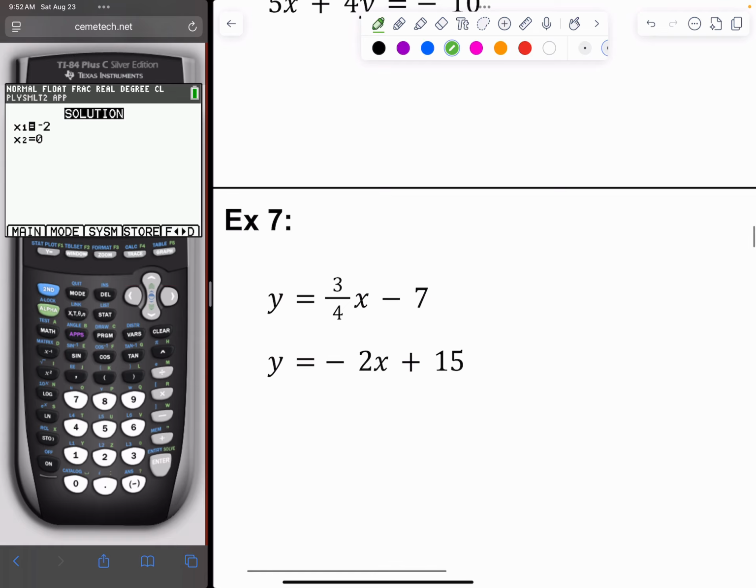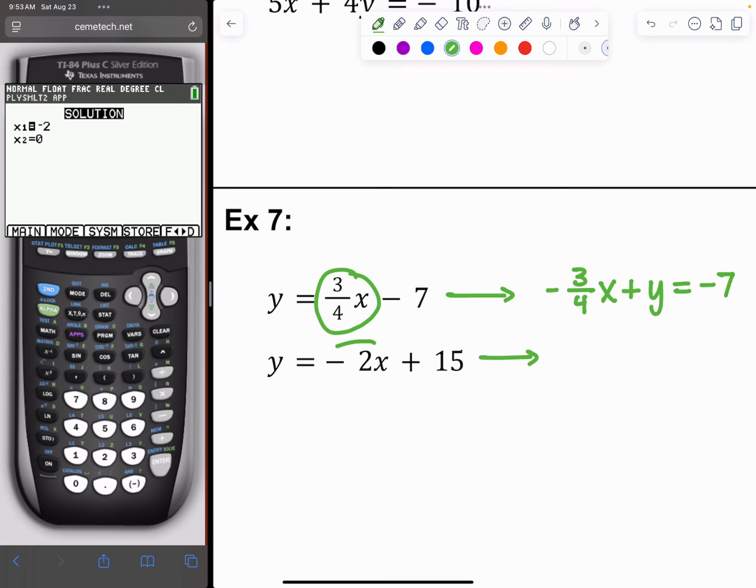These are not in the right form, so I have to get everything on one side. The 3/4 x has to go to the other side, which makes it -3/4 x. So -3/4 x plus y is equal to -7. For the bottom equation, the -2x needs to go to the other side, becoming a positive 2x plus y is equal to 15. Now I can press the zoom button to go to system.